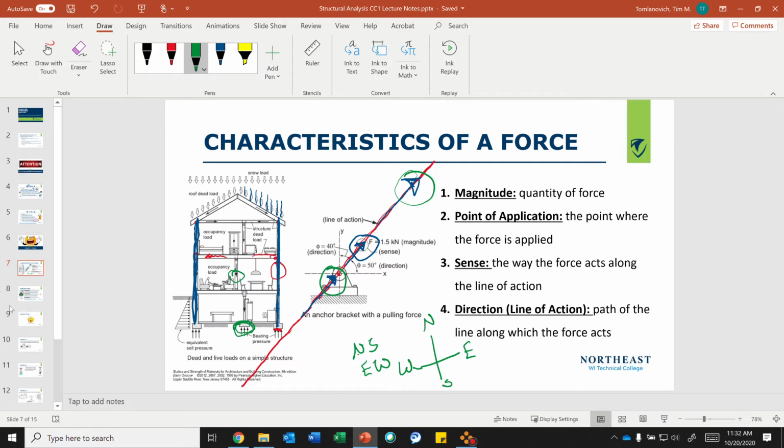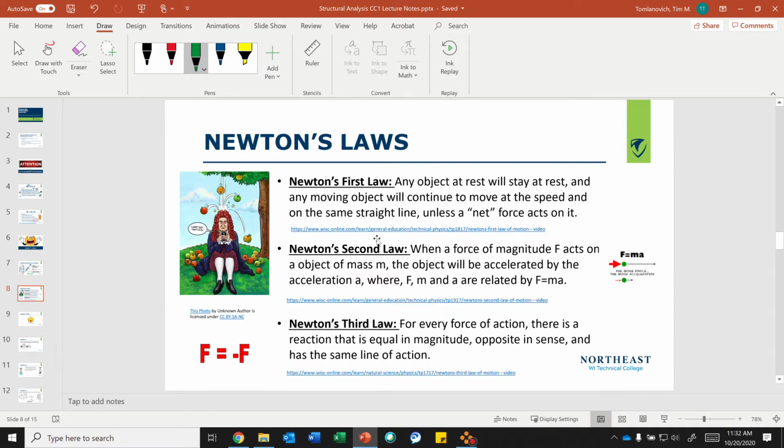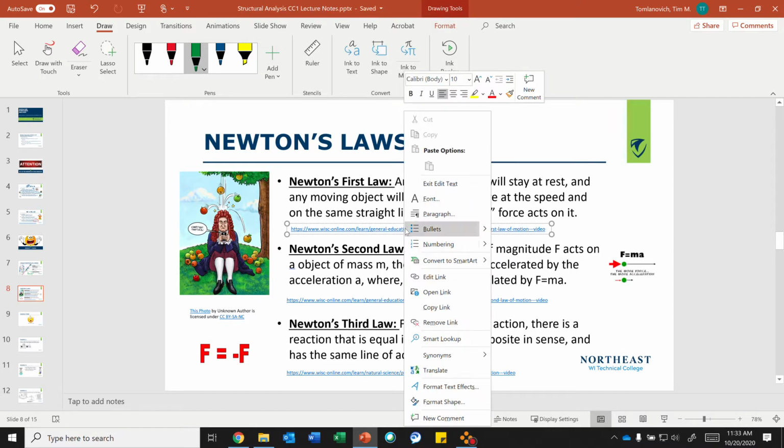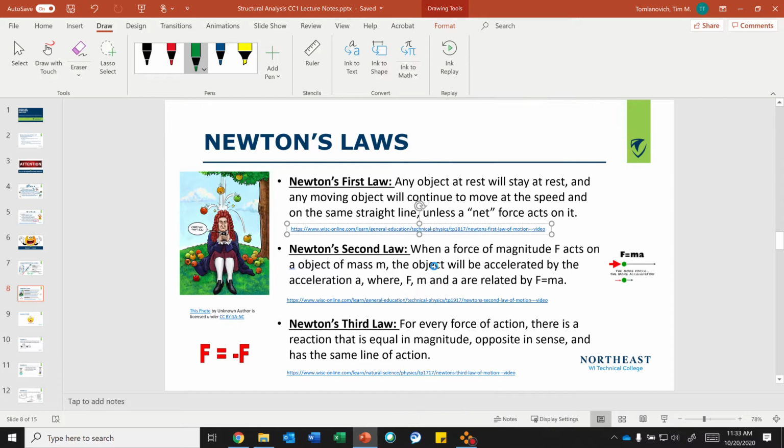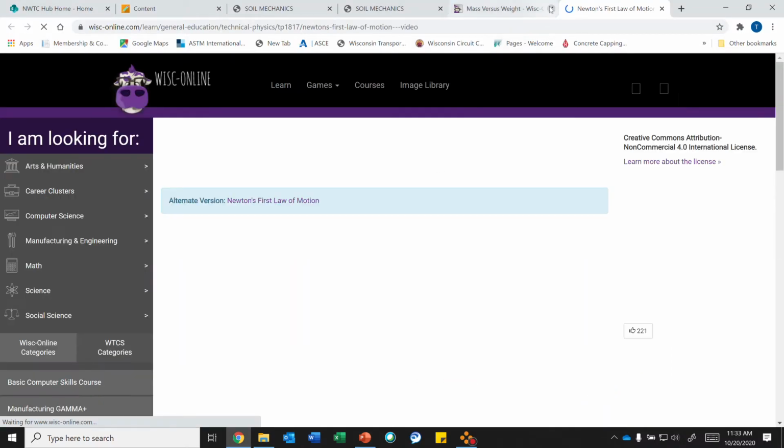So let's move on. All right, let's talk about Newton's laws. Newton's first law: any object at rest will stay at rest, and any moving object will continue to move at the same speed in the same straight line unless a net force acts on it. Let's look at Newton's first law. And why is this important?